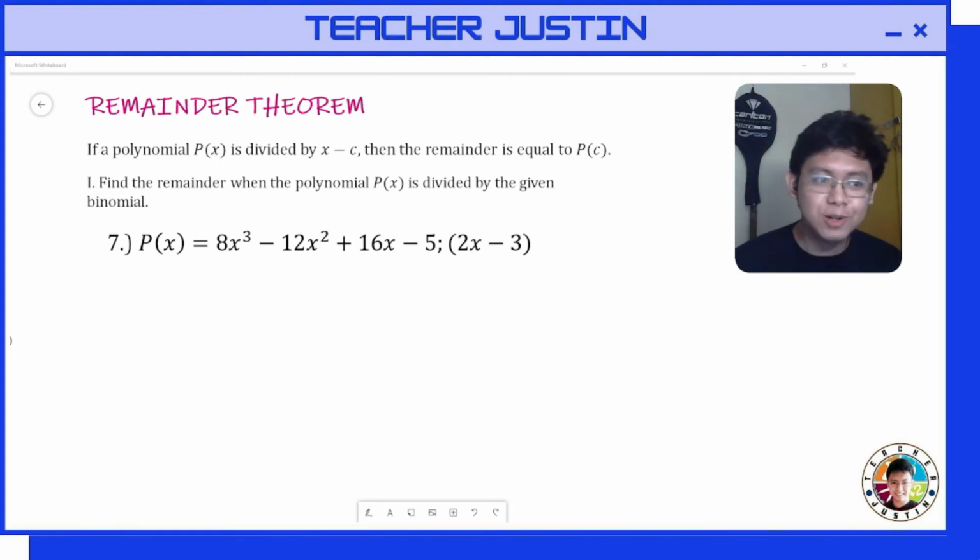On today's topic, we're going to talk about remainder theorem. What is remainder theorem? So remainder theorem states that if a polynomial p of x is divided by x minus c, then the remainder is equal to p of c.